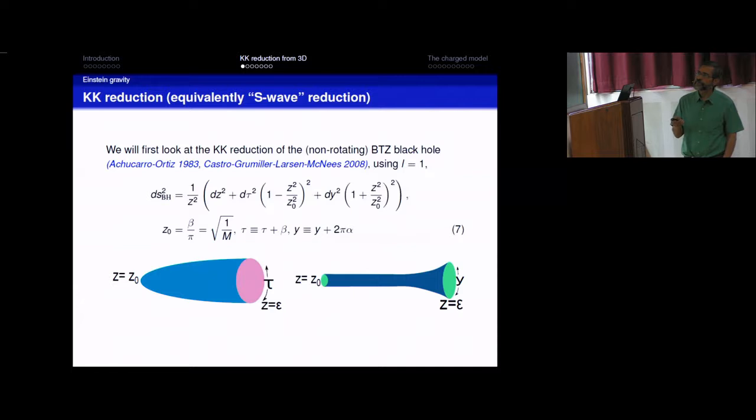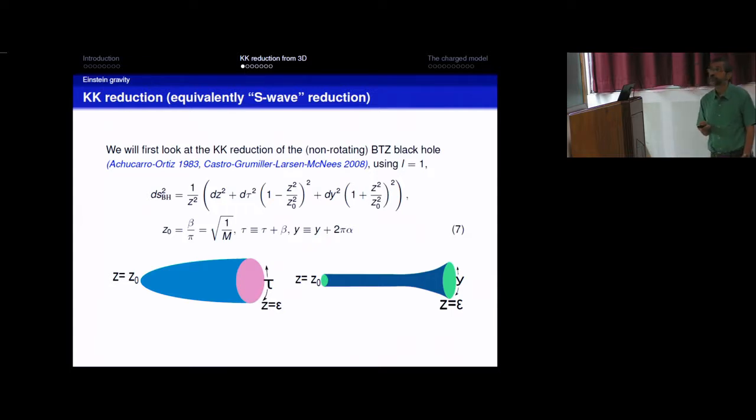And this is what the non-rotating BTZ black hole is in these coordinates. And I will take the periodicity of tau to be beta, and this coordinate y to be 2 pi alpha. So this is beta and this is 2 pi alpha.